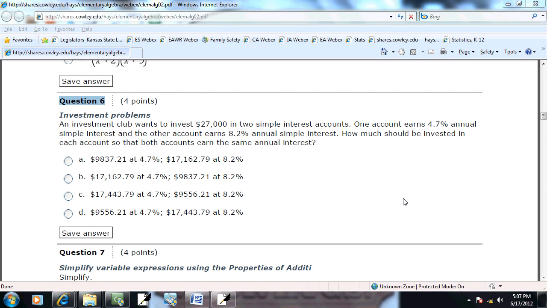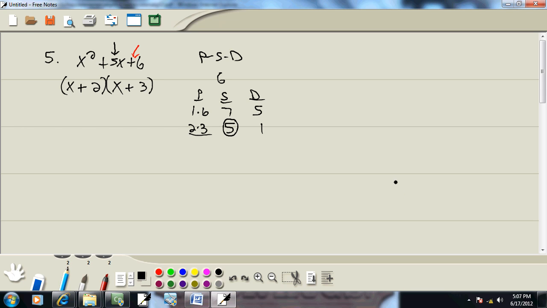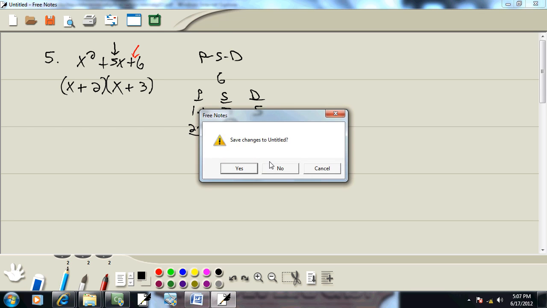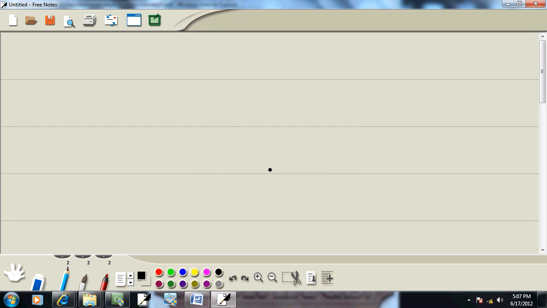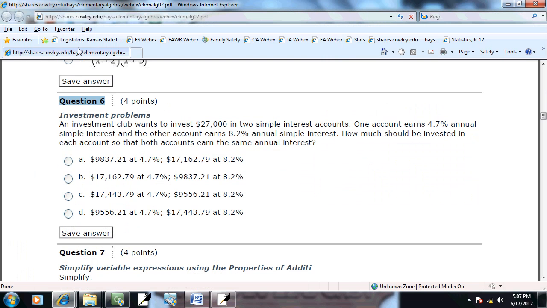Let's take a look at number 6. It says an investment club wants to invest $27,000 in two simple interest accounts. One account earns 4.7% and the other earns 8.2%. How much should be invested in each account so that both accounts earn the same annual interest?